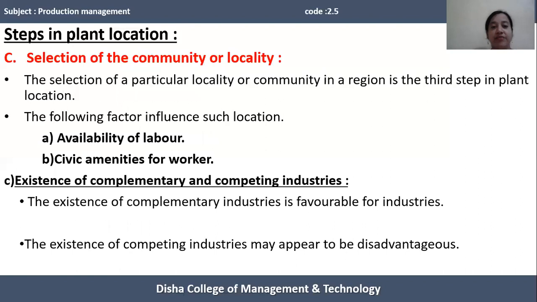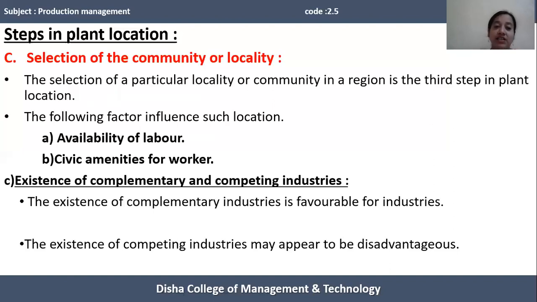So after identifying a particular region, the next logical step involving location selection is selection of the community or locality. A particular region has a number of localities, a number of communities. Out of that, the industrialist has to identify a proper local area, an ideal local area for their plant. So in the third step, the industrialist will find a proper local area or community in a particular region for installing their plant.